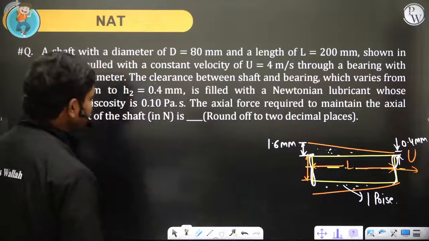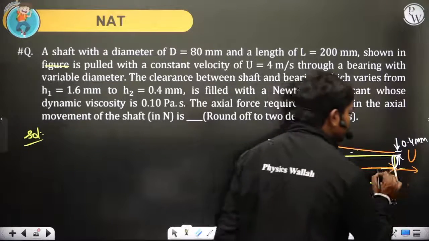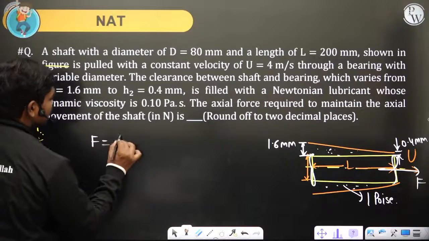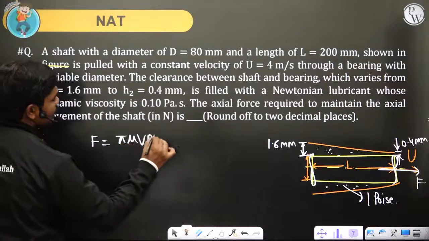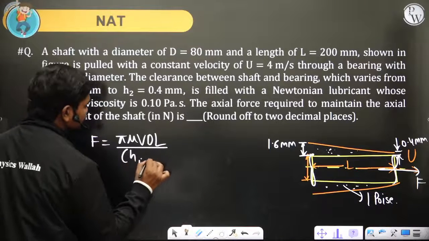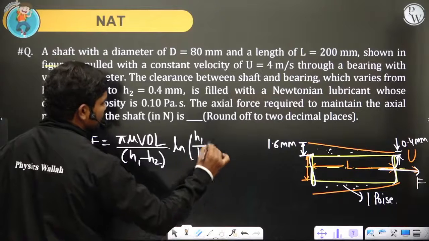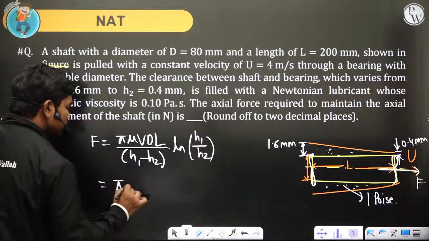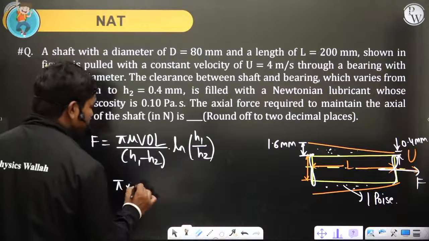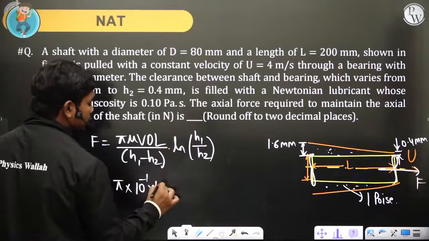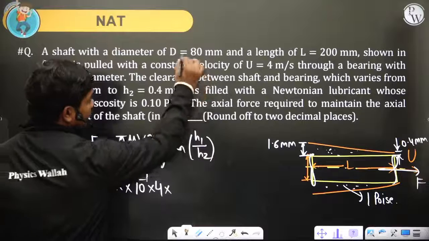The axial force required to maintain the movement of the shaft. So what should be the force F that you need? You have seen just now, F is equal to pi mu V d L by (H1 minus H2) ln(H1 by H2). Now mu is 0.1, V is 4 meters per second, diameter is 80 and length is 200.